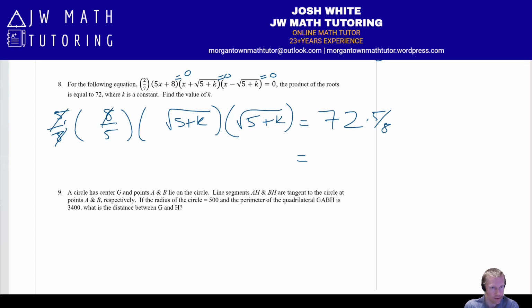So this and this cancel out. On the right side, you should get 45 because 8 goes into 72 9 times, and 9 times 5 is 45. Next, the square root of the identical expression twice, i.e. the square root of something squared, just becomes that expression. And then we can easily solve this and get k equals 40. So that's the value of k. It's actually not that much work to do it by hand, as you can see here.